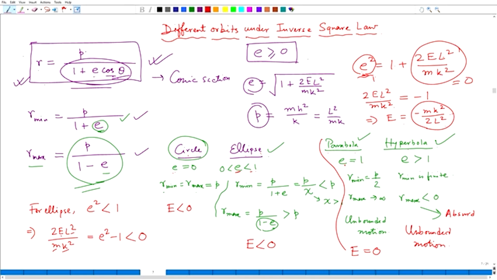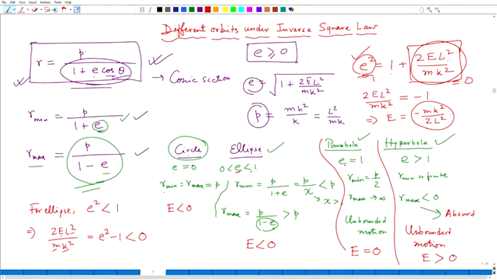Okay? Then finally, the hyperbola. Okay, for a parabolic orbit, the total mechanical energy vanishes only when we are considering the attractive inverse square law. Okay, for other laws there can be different situations and different conclusions. Okay, now hyperbola. Finally, for hyperbola E is greater than 1, so E square minus 1 will be some positive quantity, and so 2EL square by mk square, this fraction will be positive. L square mk by mk square is positive, so E will be positive. So, again E will be positive.